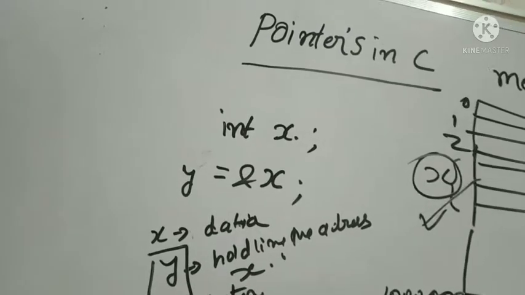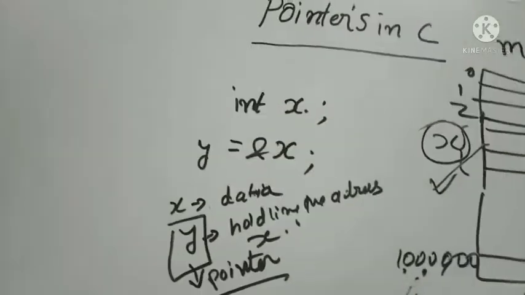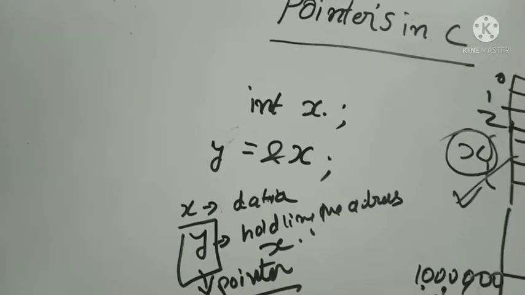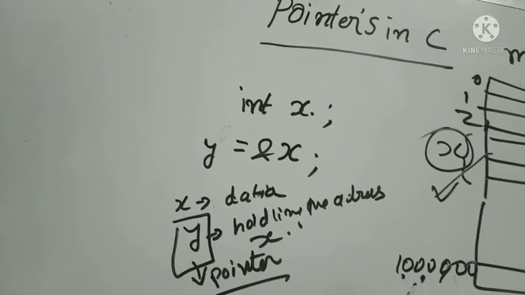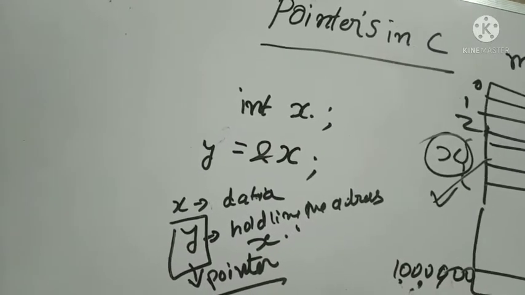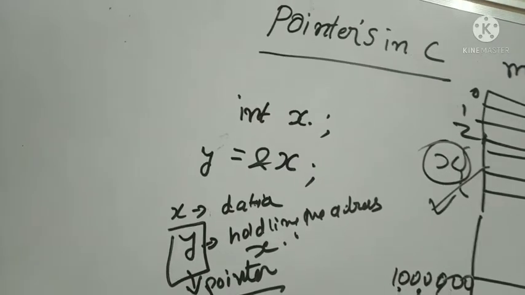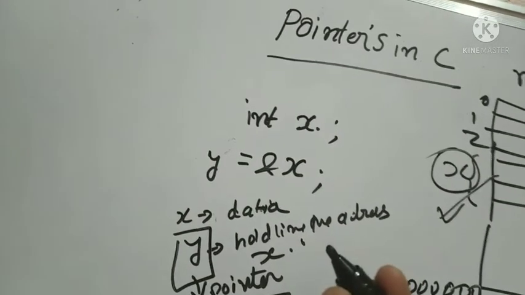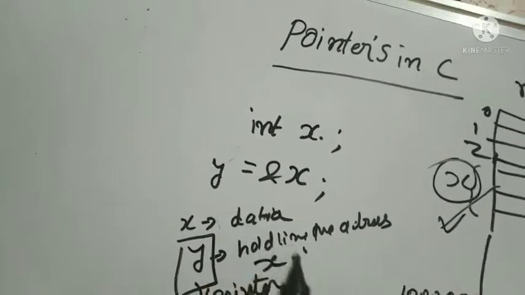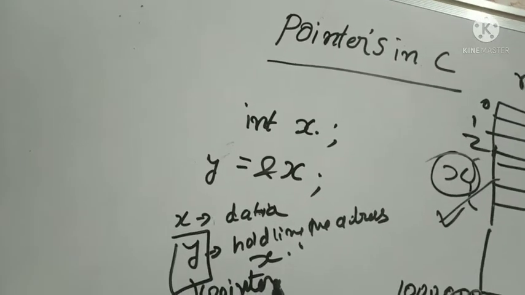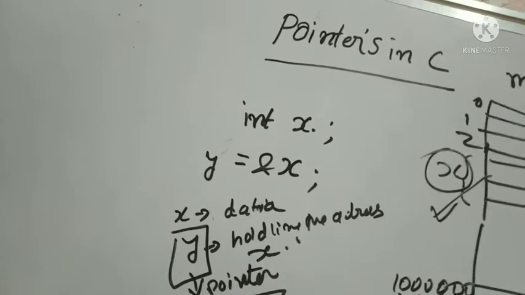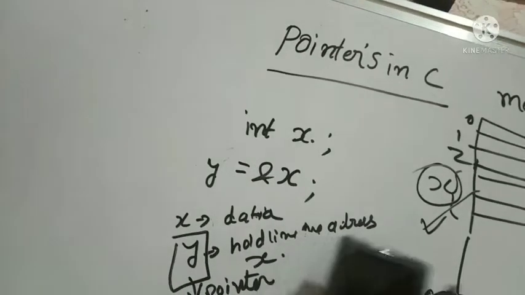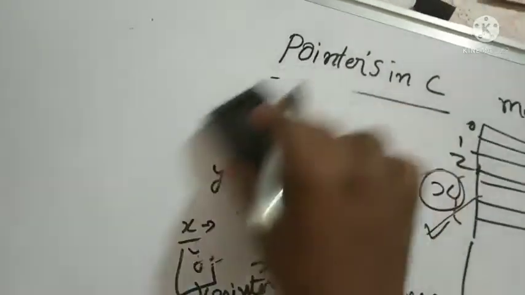Now can you tell me what a pointer is? A pointer is nothing but a variable which holds the address of another variable, or it holds the address of the data. In which address our data is present, that address is present in another variable, and that variable we call a pointer. So in simple words, a pointer holds the address of a variable.